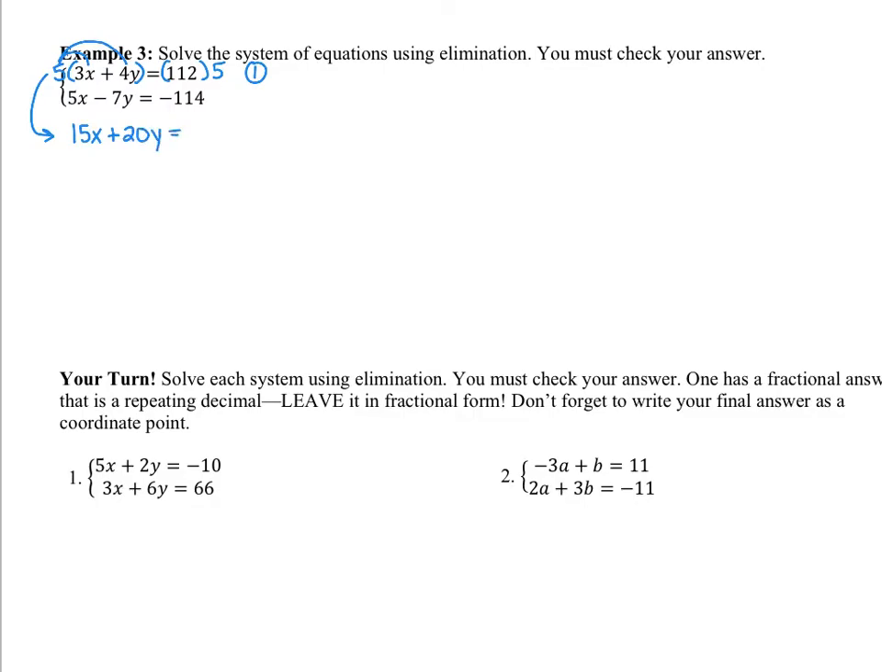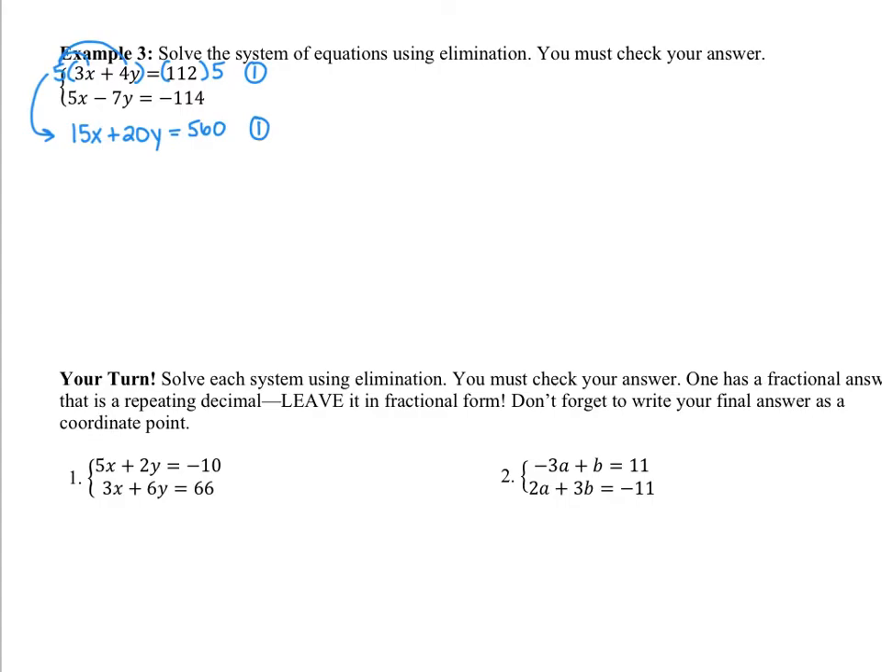equals, don't forget to multiply the right side too. So 112 times 5 is 560. So notice this is equation number 1 still. It just looks a lot bigger because we took the equation and multiplied it by 5, to each term in both sides. So 15x plus 20y equals 560 is the same as 3x plus 4y equals 112.